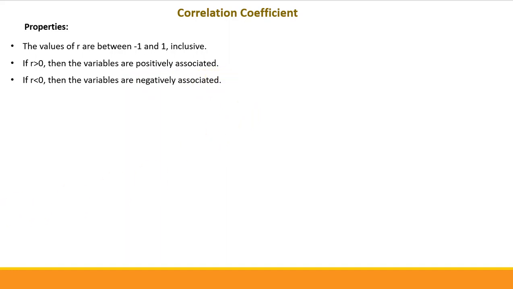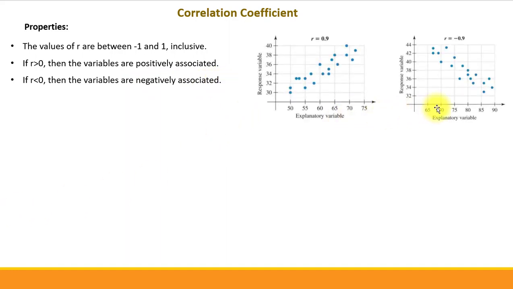Let me illustrate that. Here we have scatter diagrams of two linear associations. One has the correlation coefficient 0.9, and the other one has the correlation coefficient negative 0.9. Variables for the first one are positively associated. See how we have this increasing pattern. And variables for the second one are negatively associated. You can see the decreasing pattern.